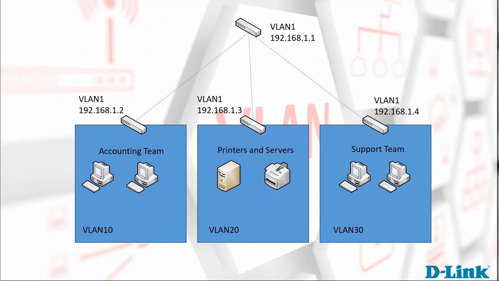So what you'd have to do is have multiple VLANs to start separating and segmenting our network. Now what we've done here is we've got 4 VLANs, right? So you've got VLAN 1, VLAN 10, VLAN 20, and VLAN 30. That's 4 VLANs that we're going to use. We want the accounting team to be able to talk to printers and servers on VLAN 20, and we also want the support team at VLAN 30 to talk to VLAN 20 as well. But what we don't want to do is have VLAN 10 and VLAN 30 talk to each other.